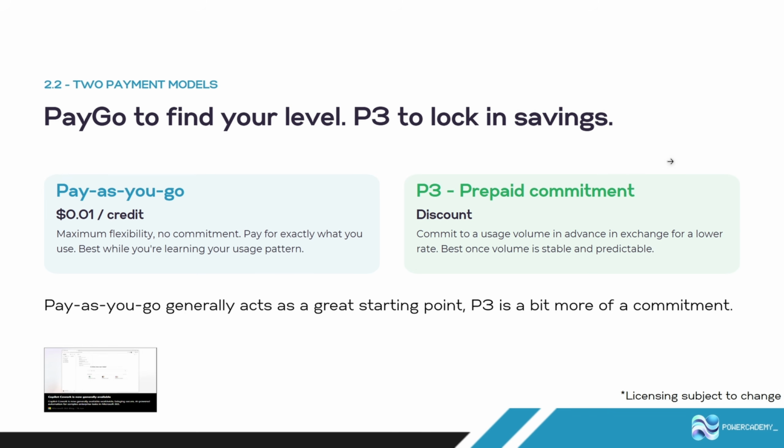Now, right now, there are two payment models that you've got. You've got PayGo, which is pay as you go, and you've got P3 to lock in savings, right? So we spoke about this. I'm not going to go into this in too much detail, but pay as you go is you just pay for what you use, and prepaid commitment is you pay a bulk fee upfront and you get a set amount of credits. And this is more for if you're committing to a lot more volume. Pay as you go for most of you listening is going to be the place that you want to start. This is going to be a very good starting point, and then P3 is of course a bit more of a commitment.